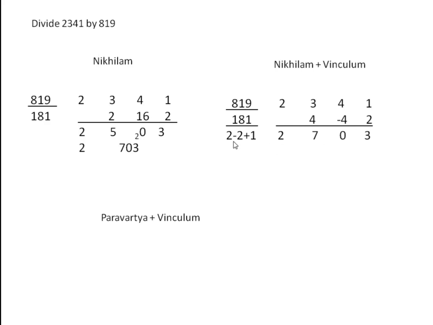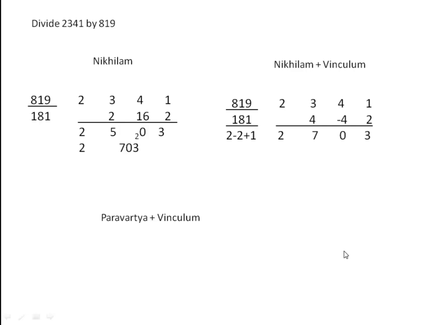So this 2 into 2, 4, 3 plus 4, 7, 7 into minus 2, sorry, no. So 4 minus 4, 0, 3 plus 4, 7, 1 plus 2, 3. And just like earlier, we see that we arrived at the same value. 2 is the quotient and 703 is the remainder.